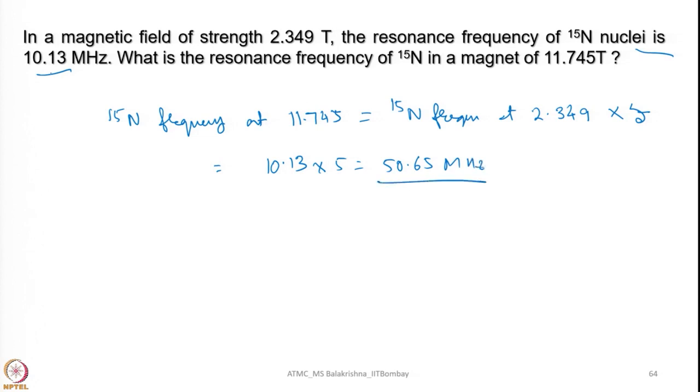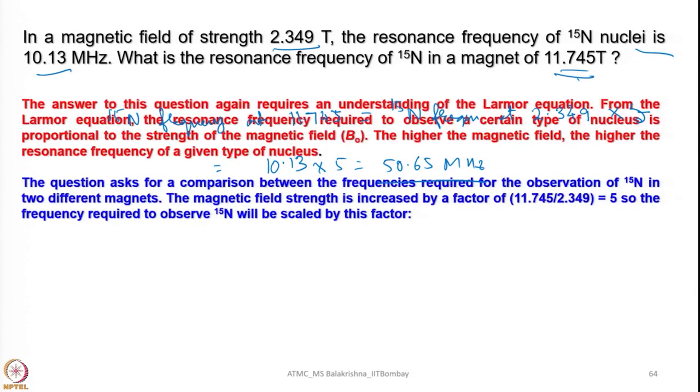If you see here, it's almost 5 times. So you should be able to do that. The magnetic field strength, this one and this one, is 5 times, that we know by simple calculation. So for this one you should multiply by 5 and you get the answer. So this is the answer.